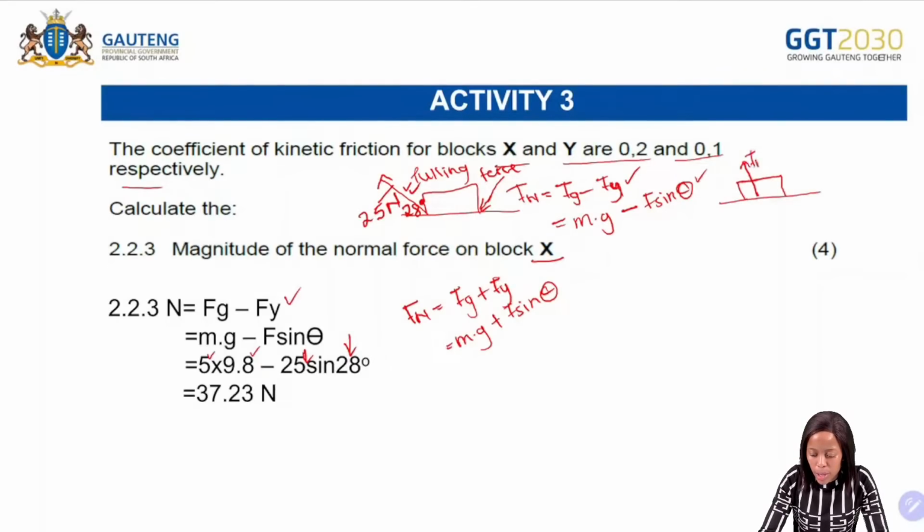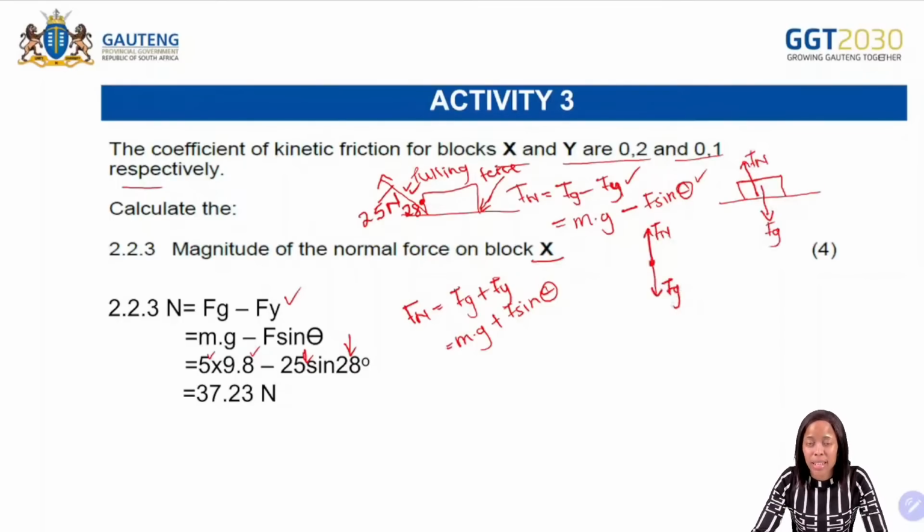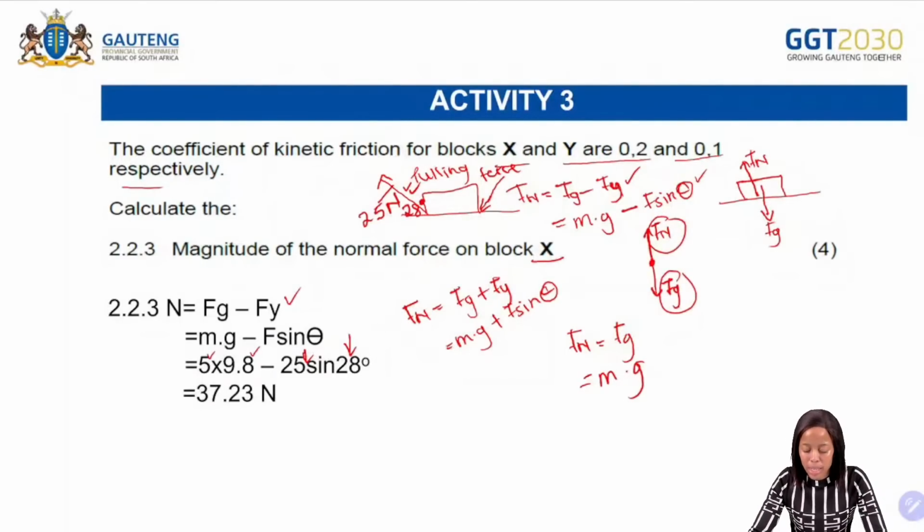Okay, so again, the last one, if you have an object on a horizontal surface, then what is it that you are going to have? You are going to have the normal force there and the gravitational force. So if you are going to draw the free body diagram, you will have normal force and the gravitational force at the bottom there. You also need to know how to calculate the normal force for this scenario. So the normal force will be equals to what? Fn is equals to Fg. So it's this one, Fn is equals to what? Fg. And then what is your Fg? Your Fg becomes what? Mg.